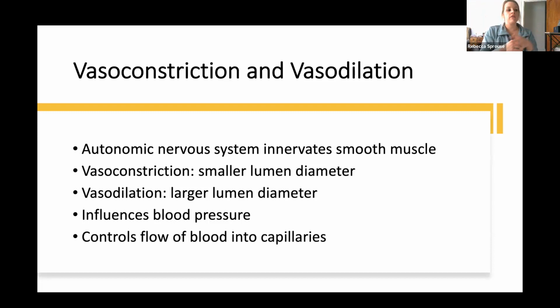So if you have vasoconstriction, your blood pressure is going to go up. If you have vasodilation, your blood pressure is going to go back down. That's a negative feedback response. We're going to talk a lot more about that when we get into the next module. And that ultimately controls the blood flow into the capillaries that's available for blood exchange.